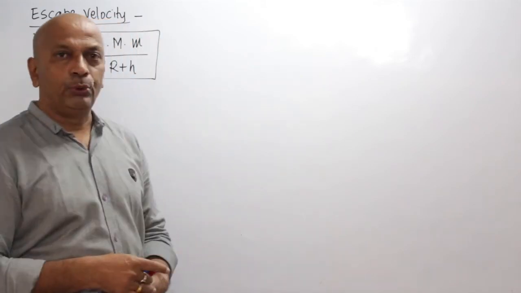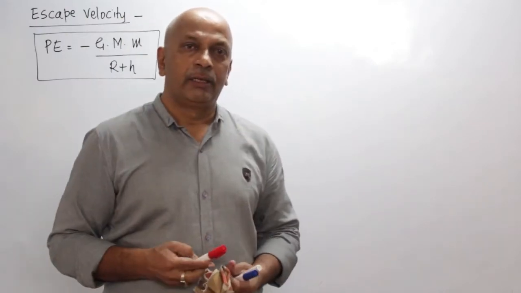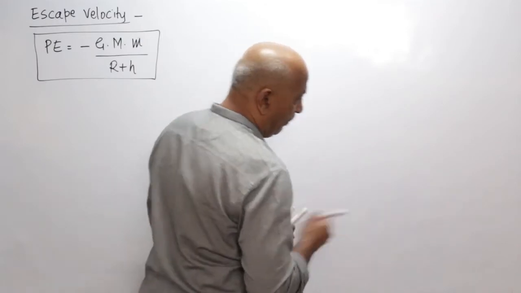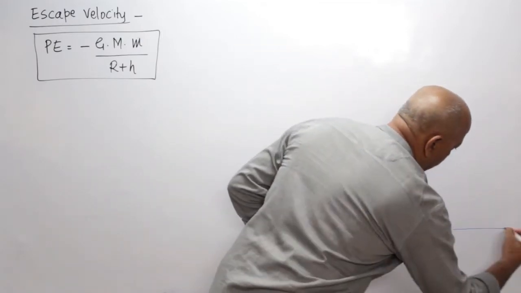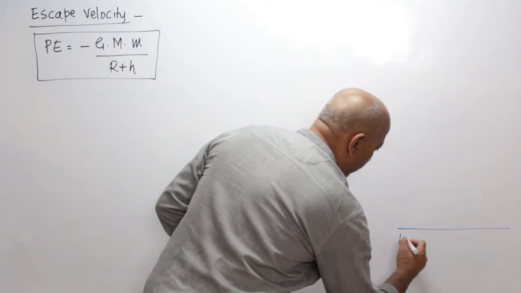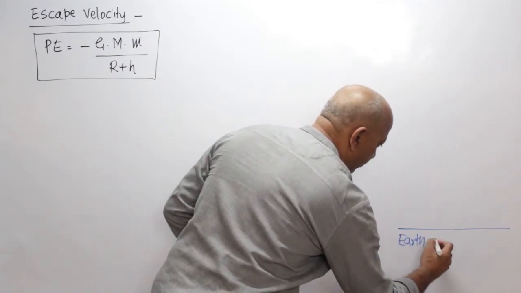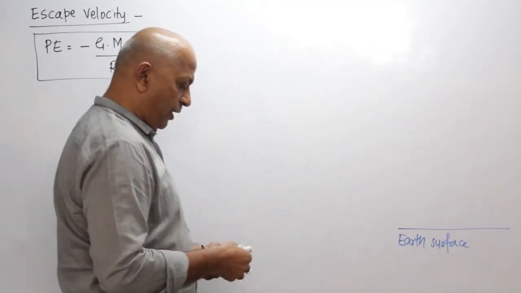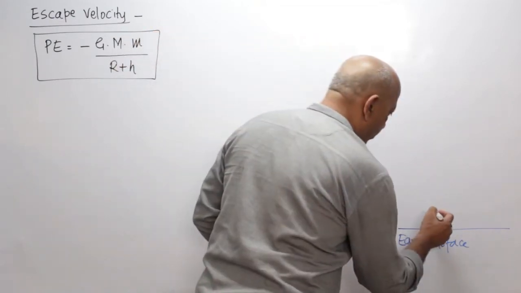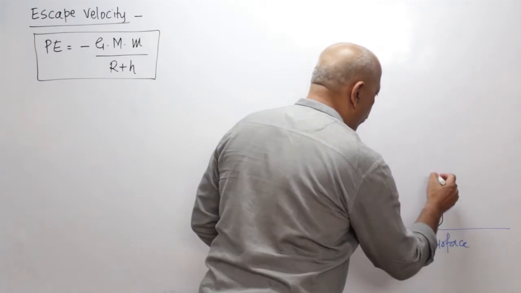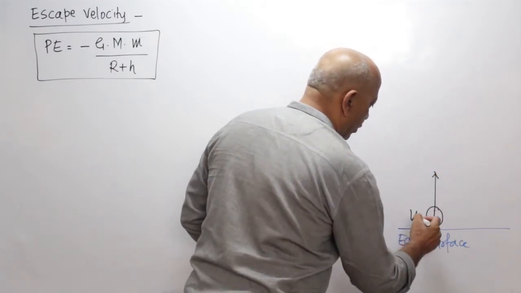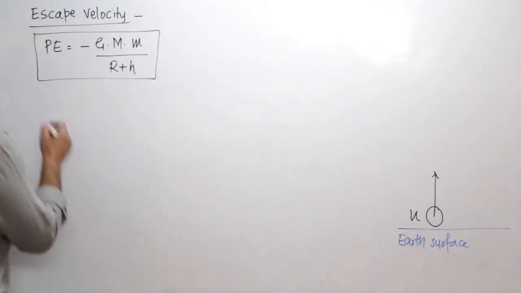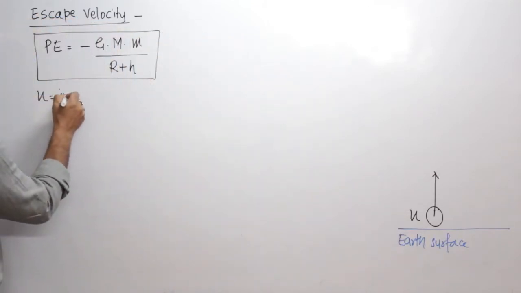Let us go back to Newton's kinematic equations. Suppose this is the earth surface. If we throw an object upward with velocity u, right? Now what is this u? u is the initial velocity.